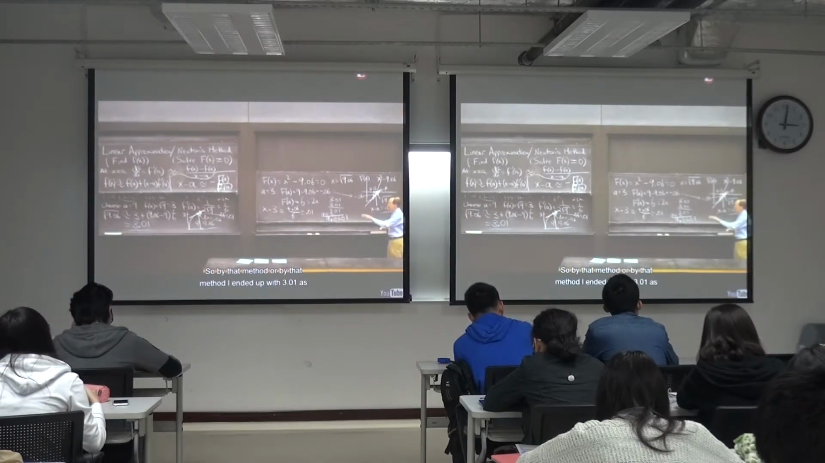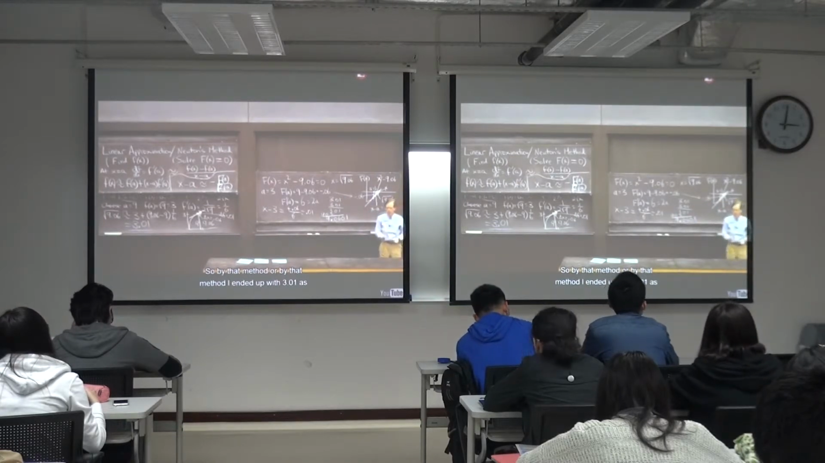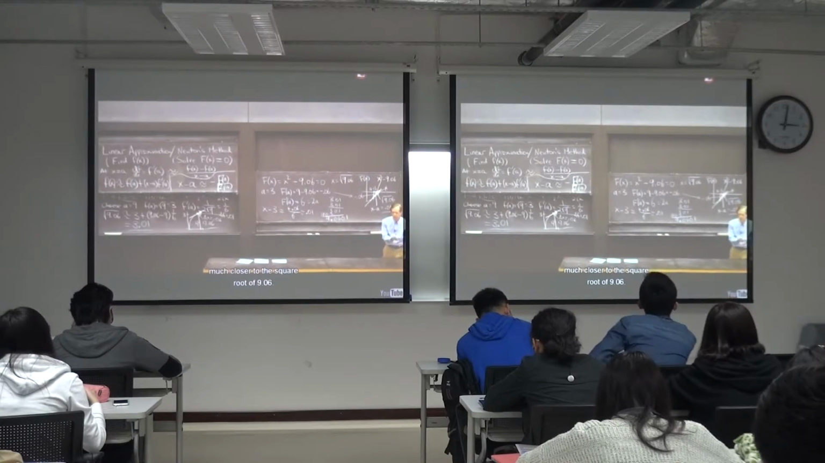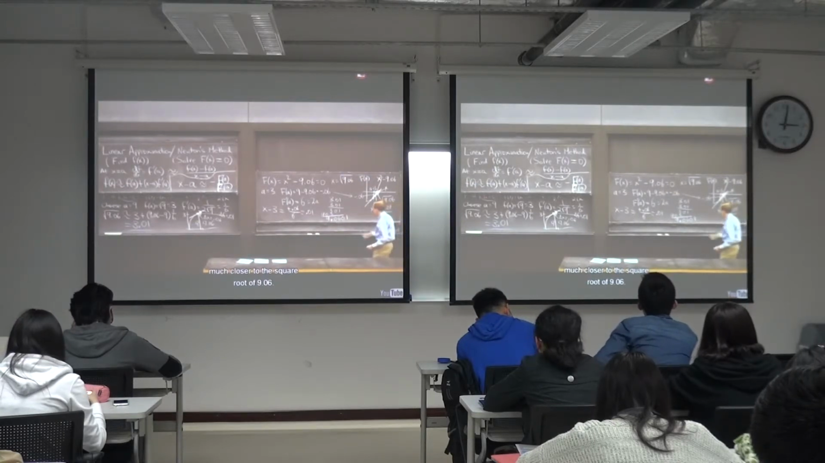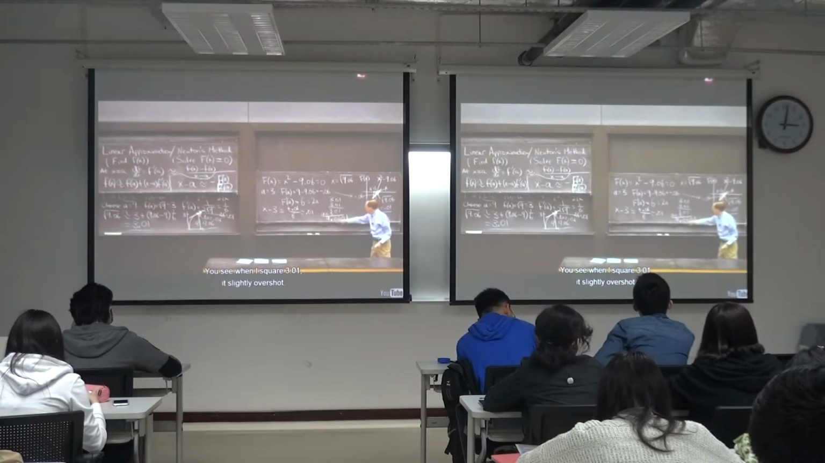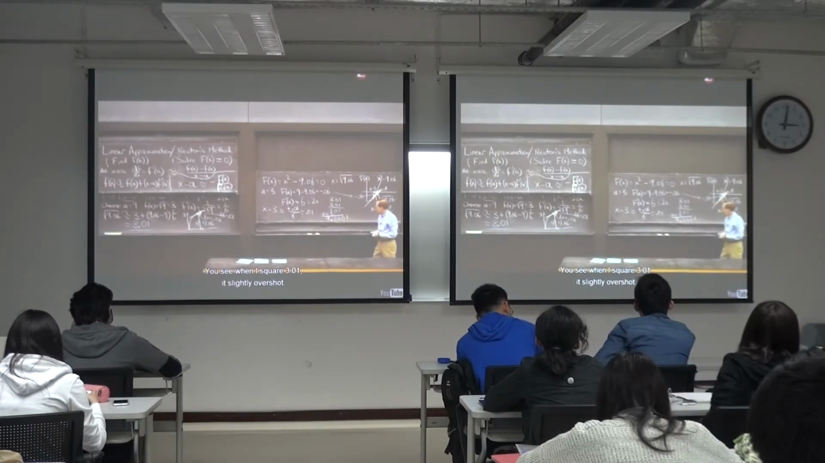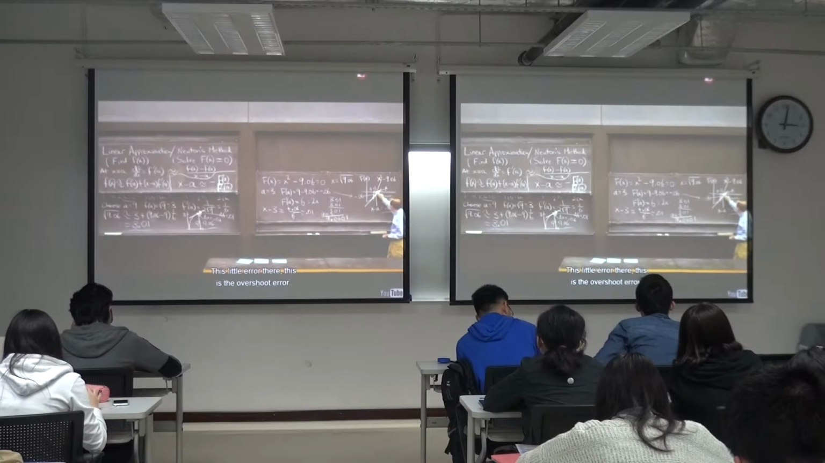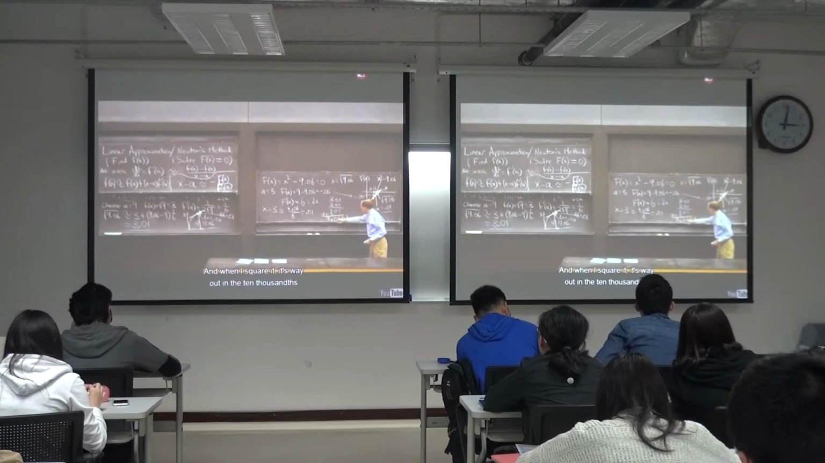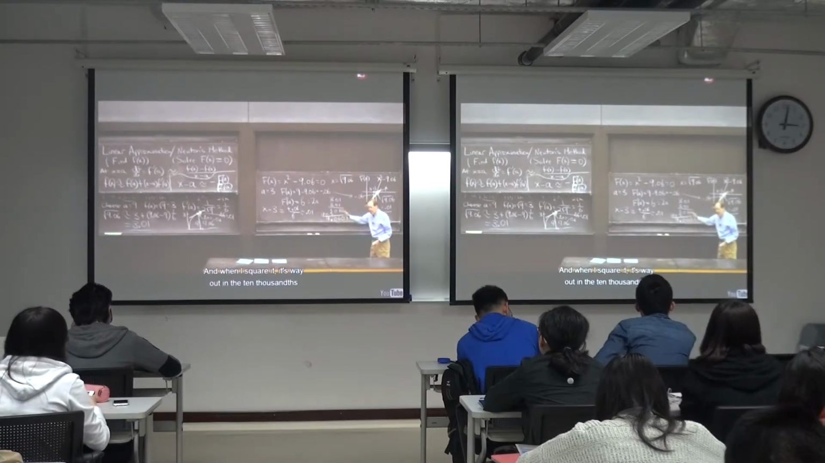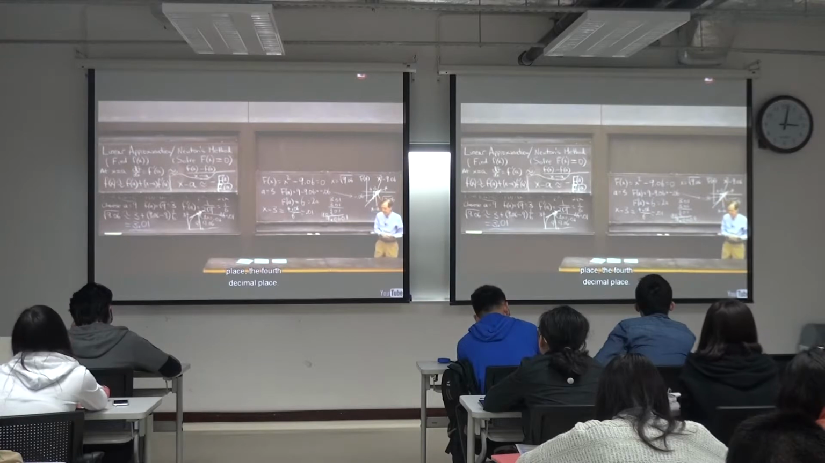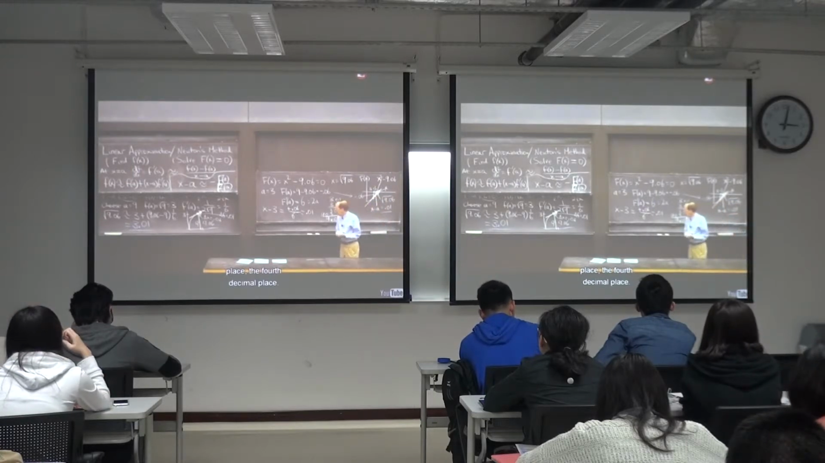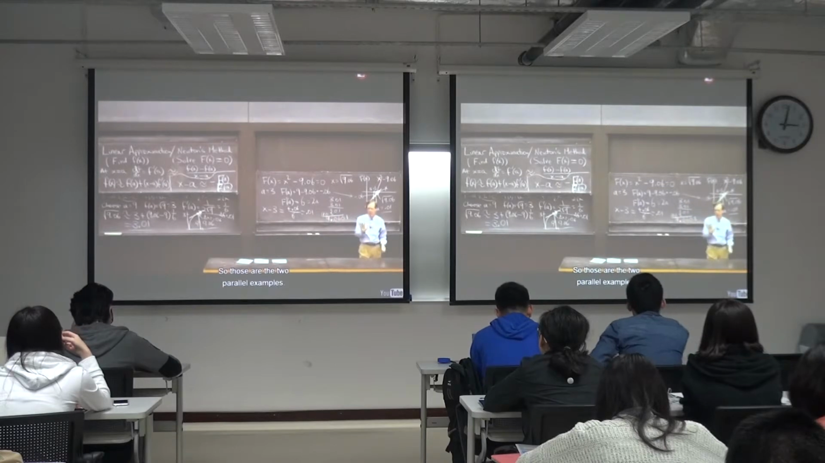So, by that method or by that method, I ended up with 3.01 as much closer to the square root of 9.06. You see, when I squared 3.01, it slightly overshot the 9.06. This little error there is the overshoot error. And when I square it, it's way out in the 10,000th place, the 4th decimal place. Okay. So those were two parallel examples.